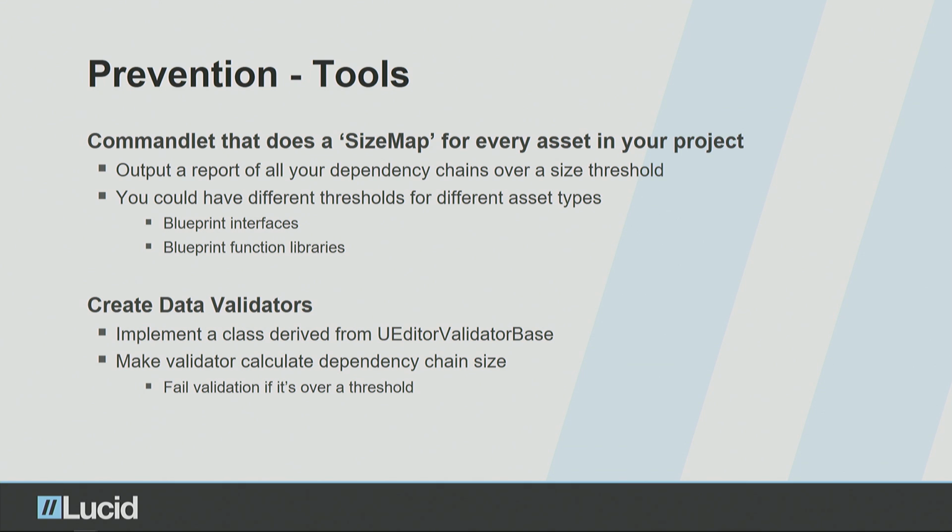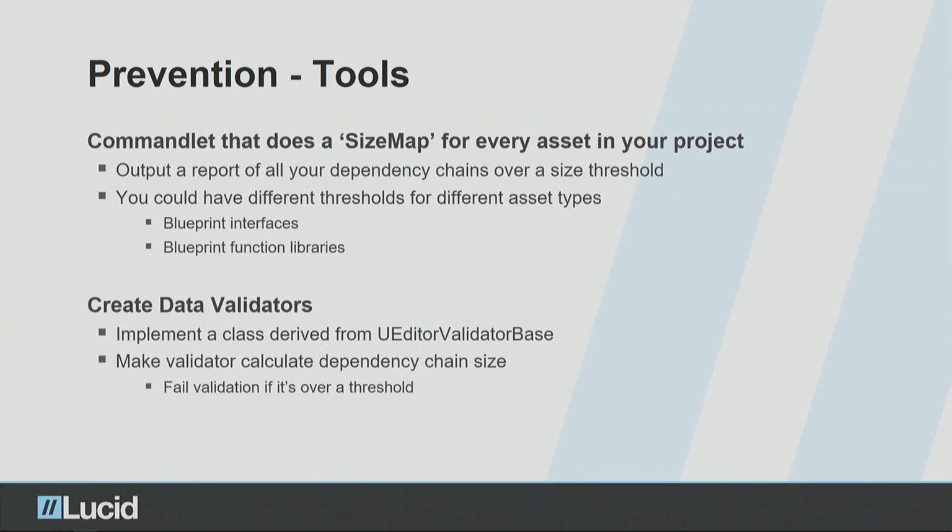Another thing you can do, of course, is make some tools, because just doing a size map in the editor GUI on every asset is going to take you forever and it's going to be very time consuming and not much fun. So you could write a commandlet that does the same thing, iterating through all your assets or maybe just all your blueprints and generating a size map using the editor API. And then you could have thresholds: for blueprint interfaces you might want a low threshold, same with blueprint function libraries, but a higher threshold for actual blueprints.